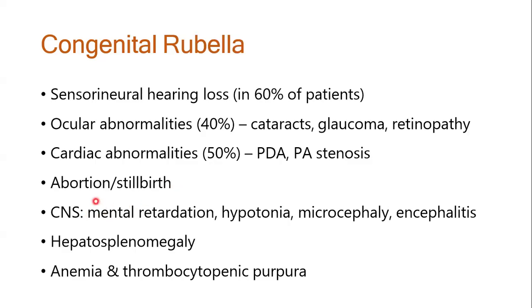Then in CNS, you'll have mental retardation, hypotonia. So hypotonia is when your muscles are weak, so they'll seem flabby, like how the dolls look. So that's how your muscles will be. Hypotonia. Then microencephaly, the small head, encephalitis. Then hepatosplenomegaly, which means the liver and the spleen become enlarged. Then we have anemia and thrombocytopenic purpura. Okay, so you have to remember these. These are complications of congenital rubella.